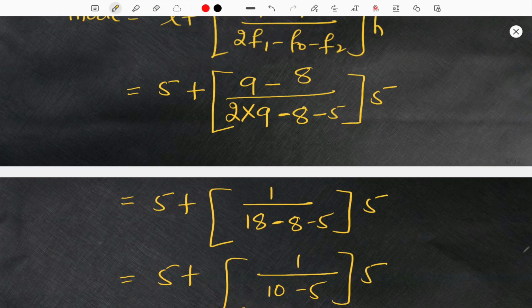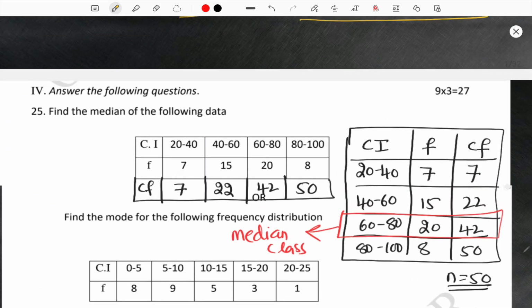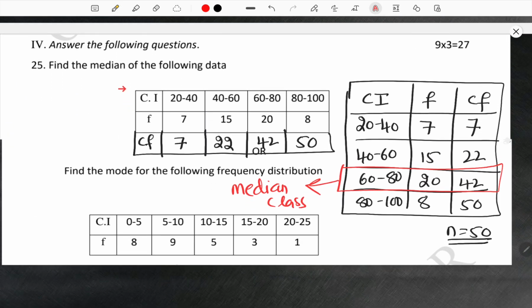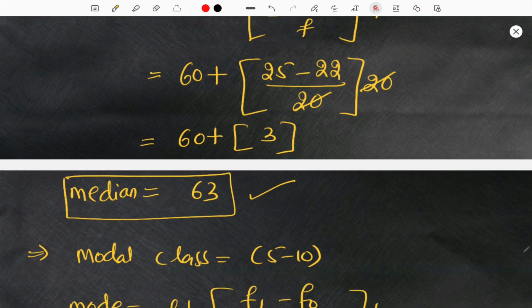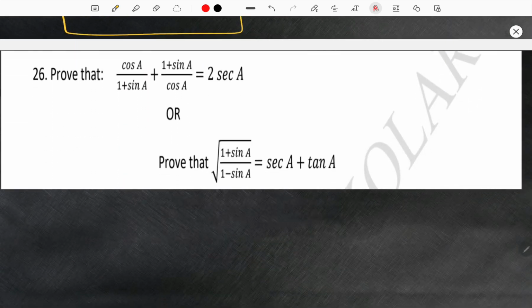Alright, so this is a sure short question, 100% sure short, definitely you will get this question. So make sure that you learn how to find the median, mode and as well as mean also by the direct method. That question is also there in 2 marks or maybe in 3 marks. Alright then, moving forward to the next question.